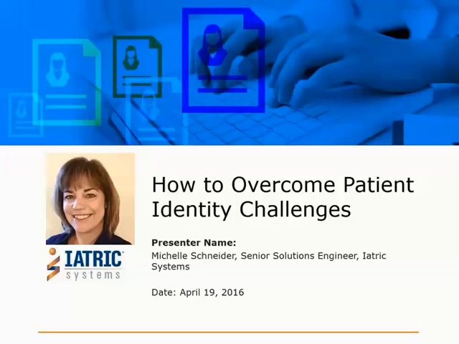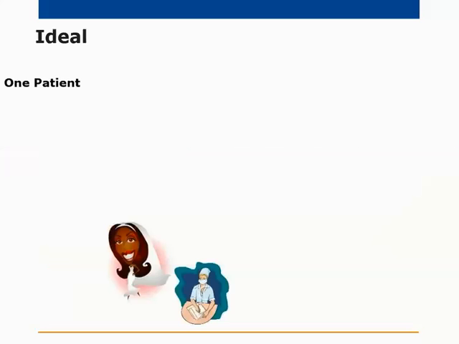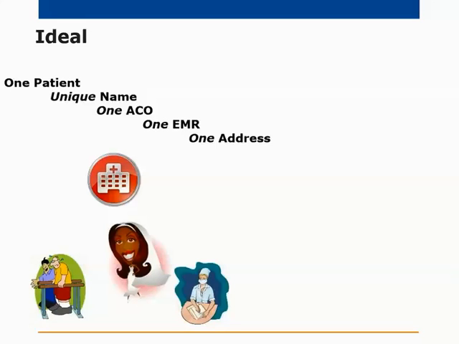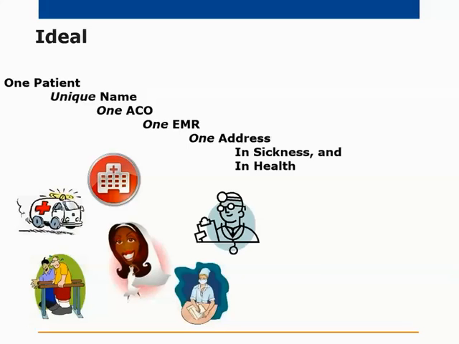So in an ideal world, we have one patient, and that one patient has one unique name that isn't shared by anybody else. They go to one ACO for their care. They have one EMR and only one address where we send all of their mail, and it never gets confused. And that is in sickness and in health until death do you part.